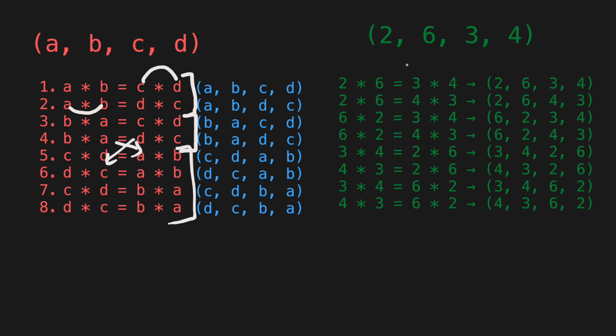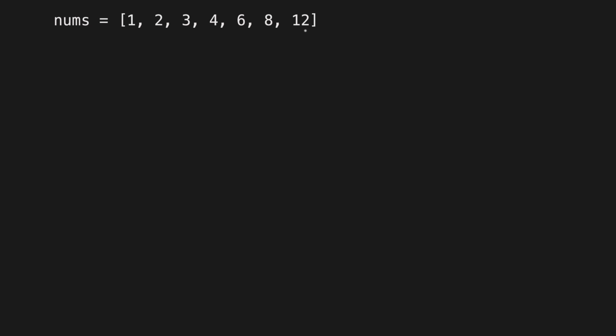And this is what was happening in the example 1, where we had these numbers 2, 6, 3 and 4, where multiplying 2 by 6 and 3 by 4 will give us 12, and the first tuple will be 2, 6, 3, 4, and then rest of the tuples will be permutations of 2, 6, 3 and 4, resulting in total of 8 permutations. And now for second observation, let's look at slightly bigger example.